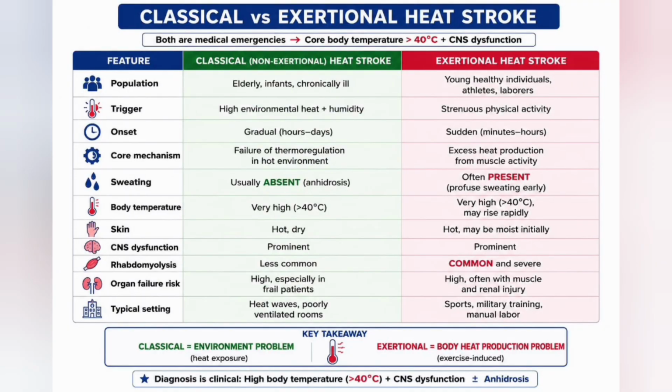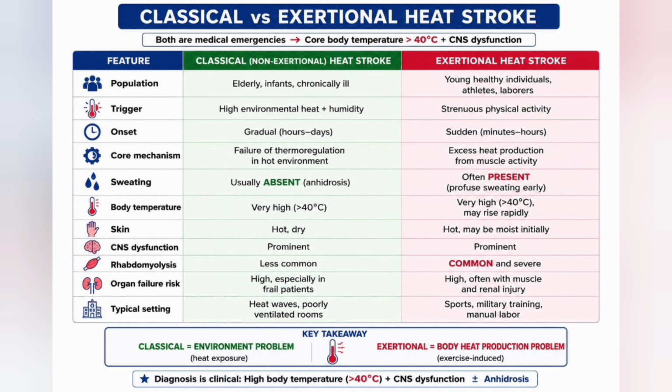Now let us understand the differences between the classical heat stroke and exertional heat stroke. If we see the target population of the classical heat stroke, which is also called a non-exertional heat stroke, it is basically the elderly, infants and the chronically ill patients, while in exertional heat stroke it occurs in healthy individuals, the athletes and the laborers. The trigger in classical heat stroke is high environmental heat plus humidity, while in exertional heat stroke it is usually heavy exercise and strenuous physical activity. The onset in classical heat stroke is gradual from hours to days, while in exertional heat stroke it is sudden.